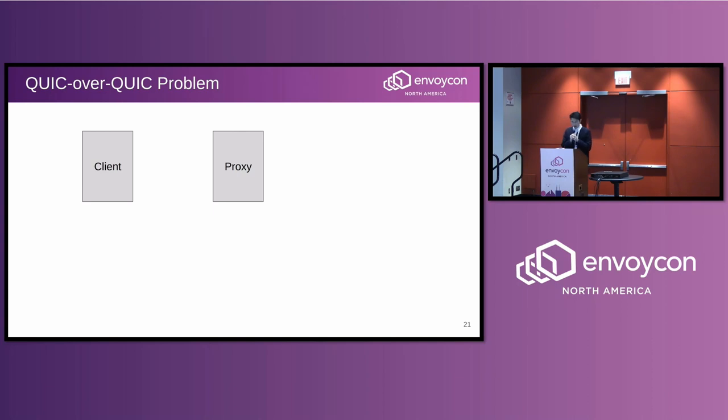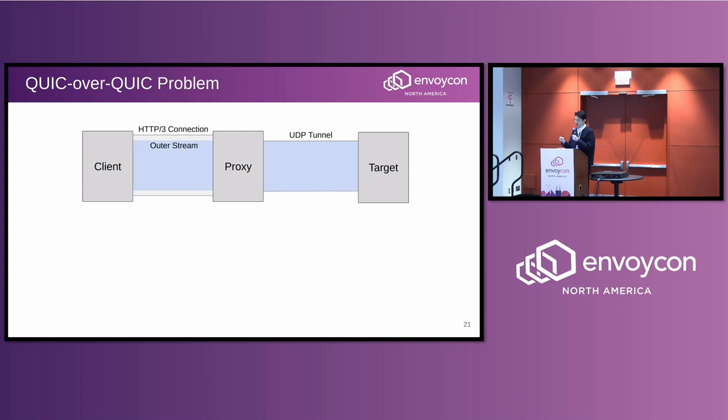So before talking about HTTP datagrams, let me first explain the issue of HTTP3 or QUIC proxying, and why we needed HTTP datagrams. For HTTP3 proxying or QUIC proxying in general, first, the client and proxy establish an HTTP3 connection. Then the client sends a CONNECT-UDP request to the proxy as an HTTP stream to establish a UDP tunnel to a target server.